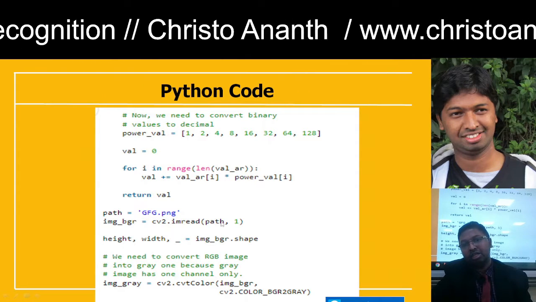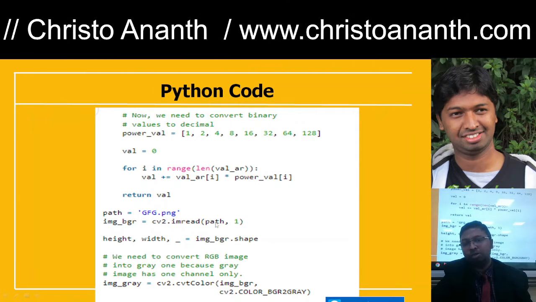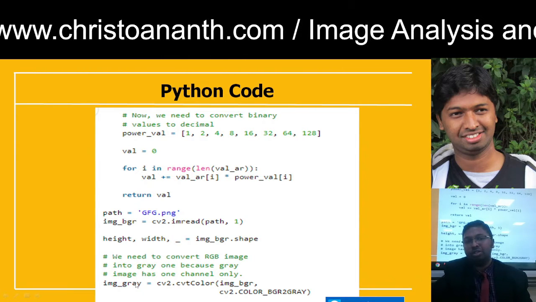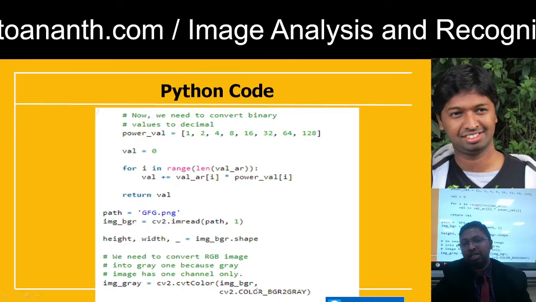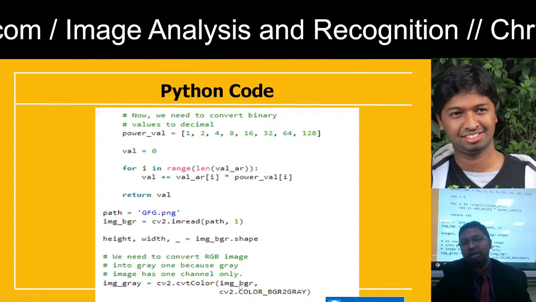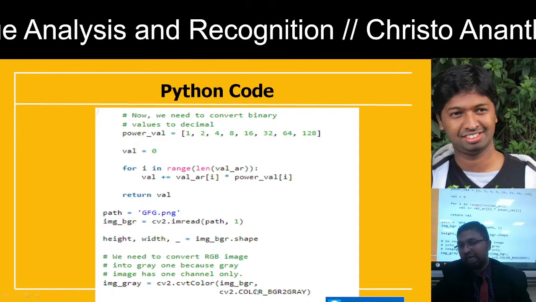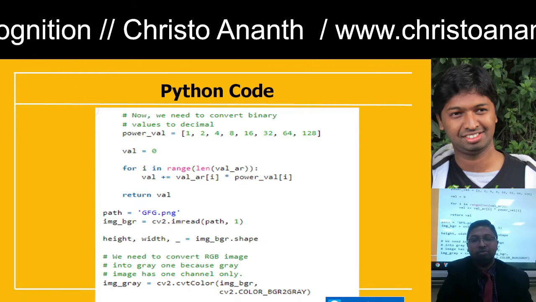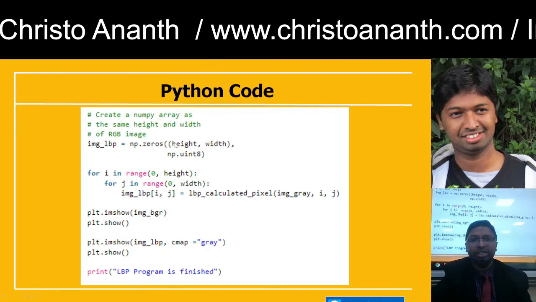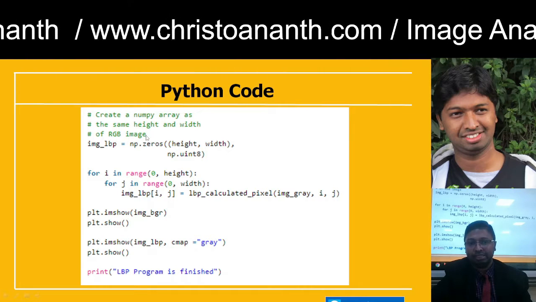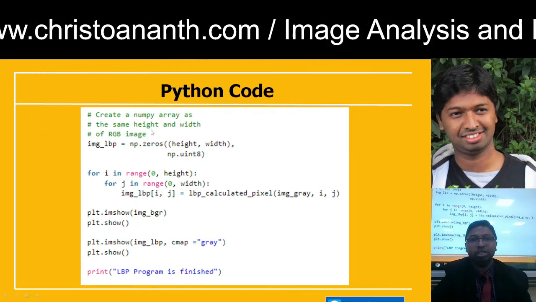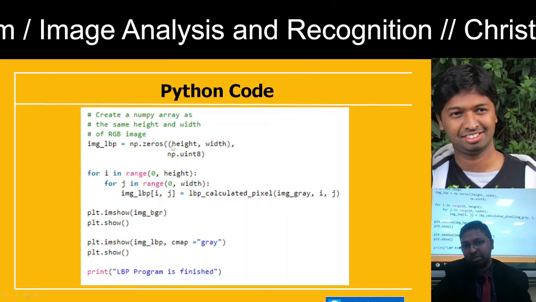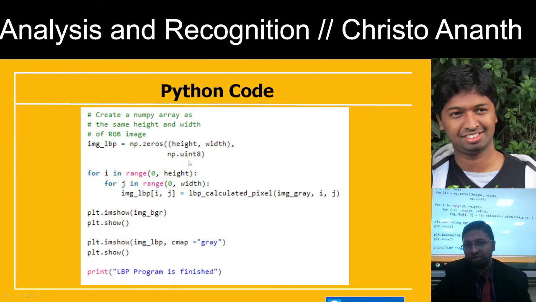And similarly, the path you are going to have is like apple.jpg, and image_bgr equals cv2.imread of the path comma 1. Height and width you get from the image shape. Okay, so the gray image you are going to convert: cv2.cvtColor of image_bgr with cv2.COLOR_BGR2GRAY. Then create the numpy array with the same height and width as the RGB image: image_lbp equals numpy.zeros of height, width, and numpy.uint8.